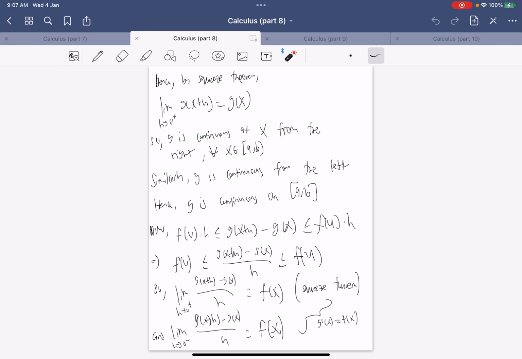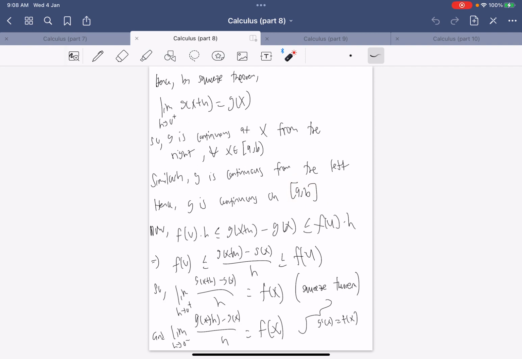And you can similarly show that g is continuous from the left, and this closes the bracket on the right, on b. And so g is continuous on the closed interval a to b.